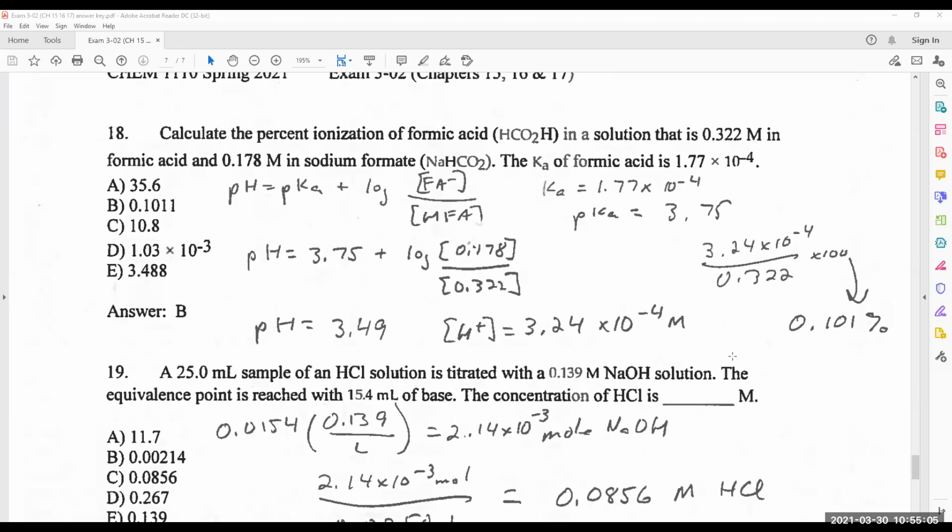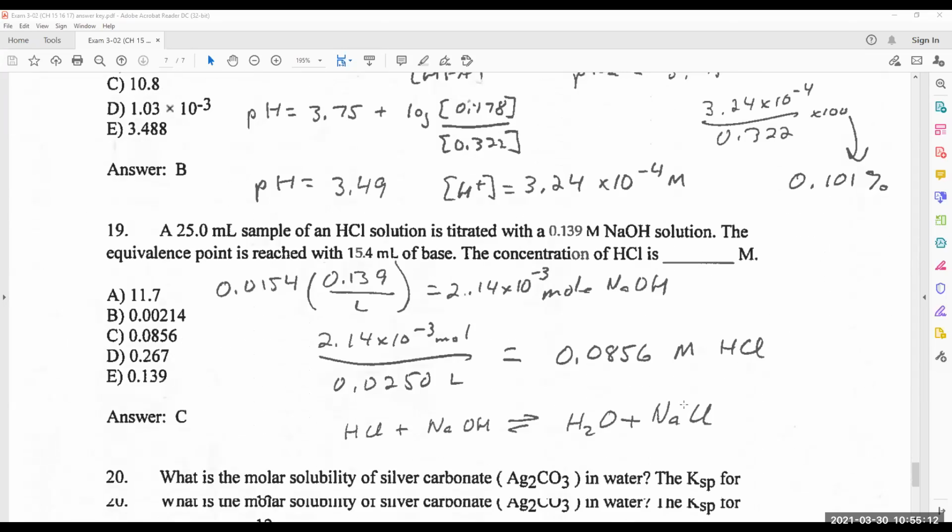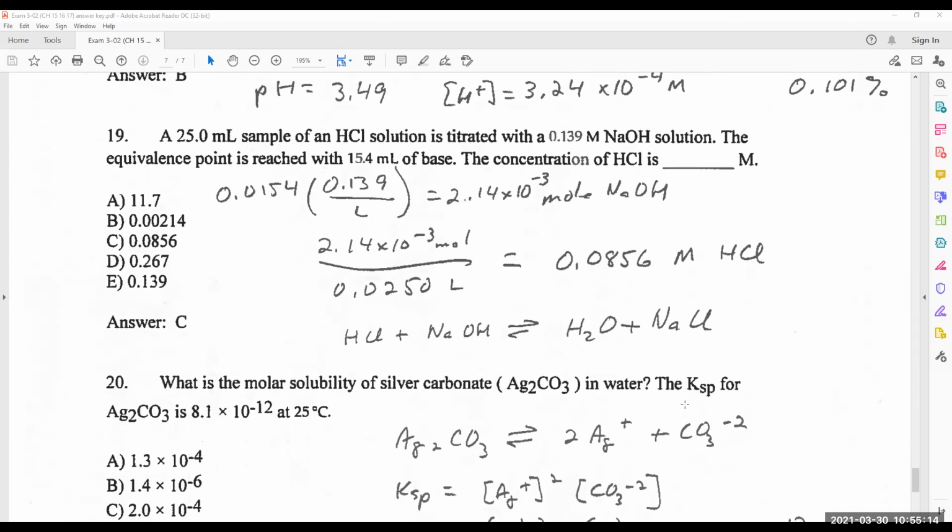So personally, I thought that was one of the more difficult problems on the test, but in general, people did pretty well on that. So good job. That was nice to see.